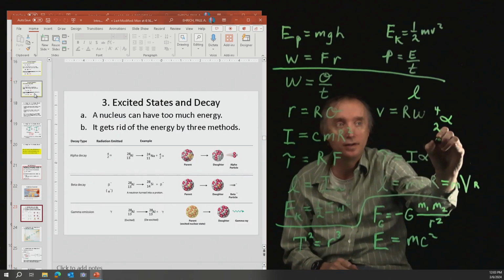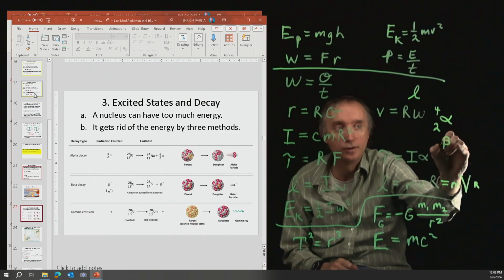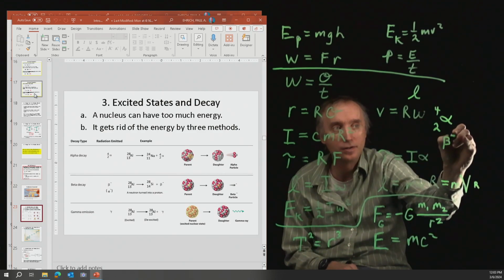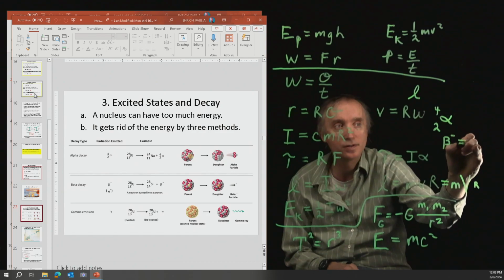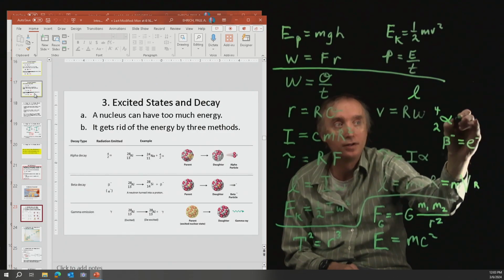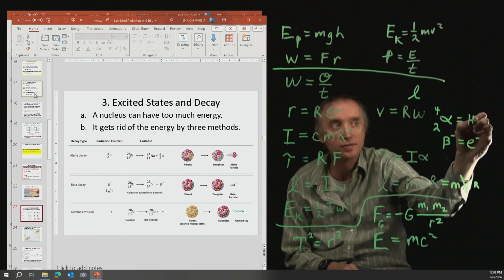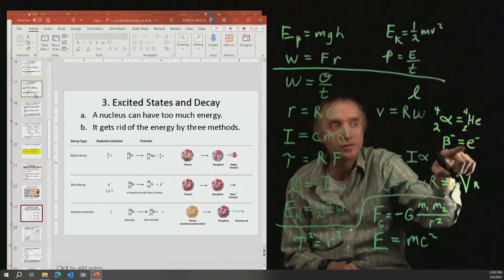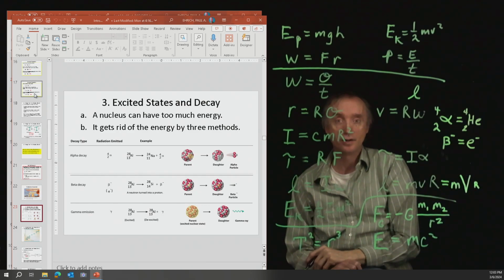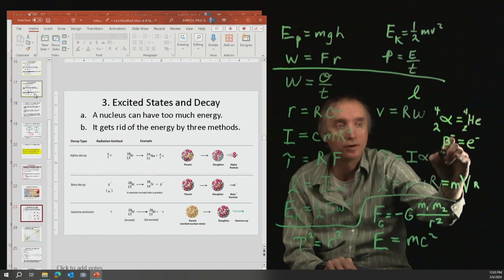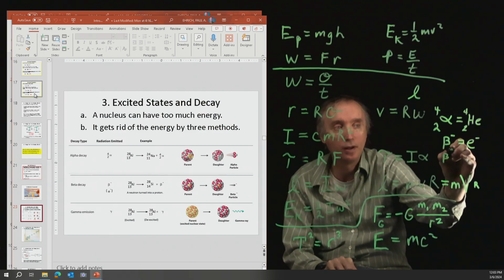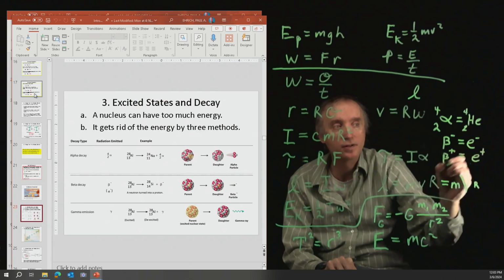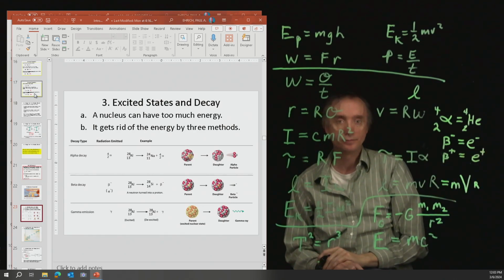The second kind is the beta particle, and there are two kinds of beta particles. If it's a beta minus particle, that is the same thing as the electron. So this one up here was the same thing as a helium nucleus, but the beta minus is the same thing as the ordinary electron. Another kind of beta particle is the beta plus, and it is a positron. So it's like an electron, but it has positive charge.